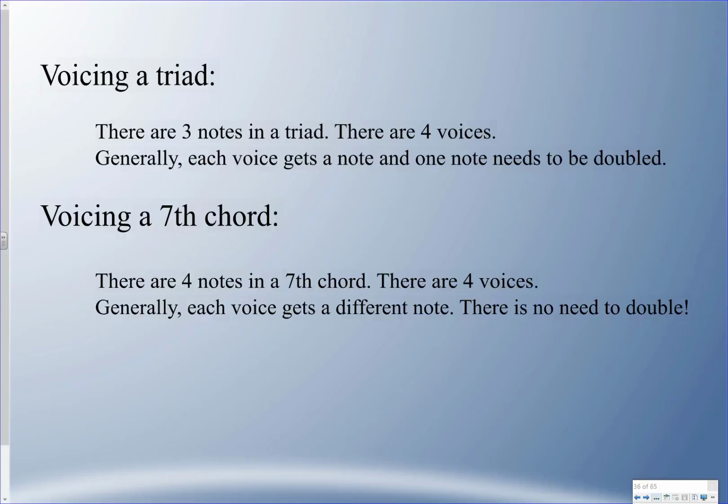So when voicing a triad, you'll notice that we have 3 notes with 4 voices. So generally each voice gets a note and one note needs to be doubled. Now when we voice a 7th chord, we realize that there are 4 different notes in a 7th chord, and there are 4 voices. So generally each voice gets a different note, so there is no need to double.